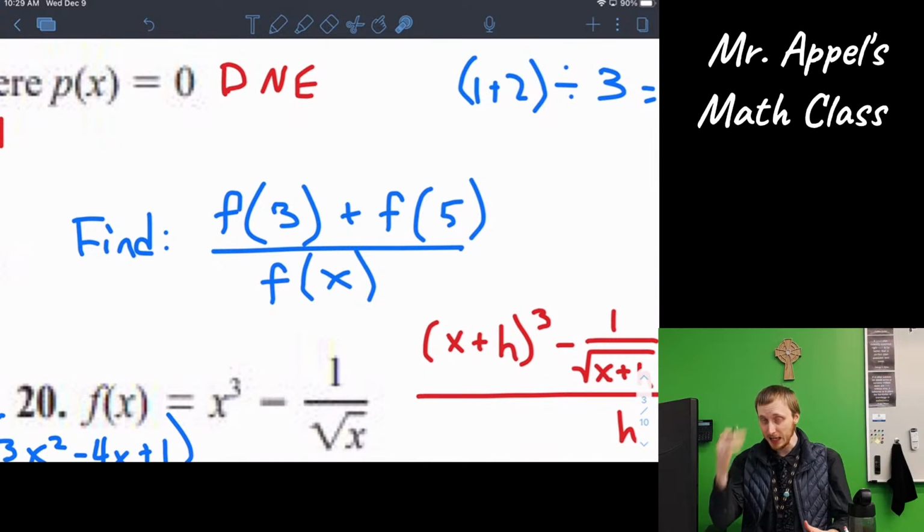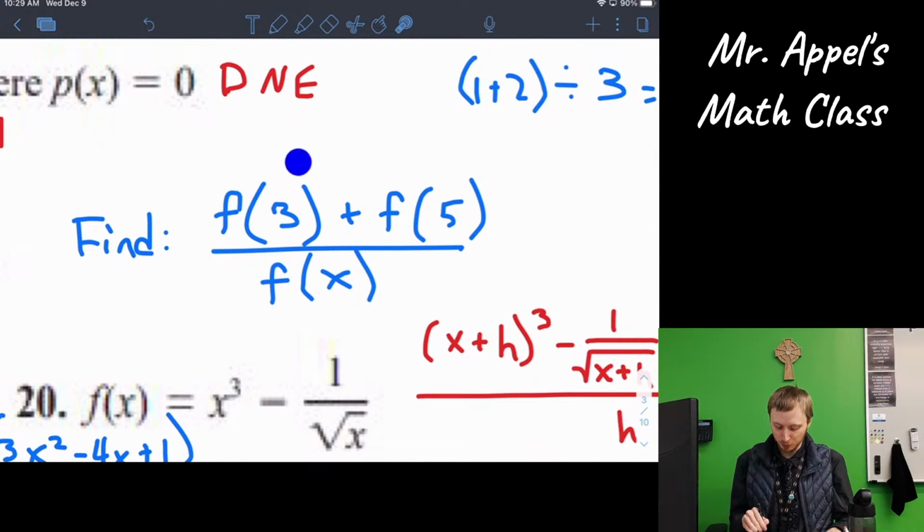So I can predict ahead of time, I'm going to put a number into the function, I'm going to get a number here. I'm going to put a number into the function, I'm going to get a number here. I'm going to add those two numbers. That will work just fine. I can do that part, I'll get a number. Then I will set that over top of some expression f of x. I don't know what it is, but it'll be there.